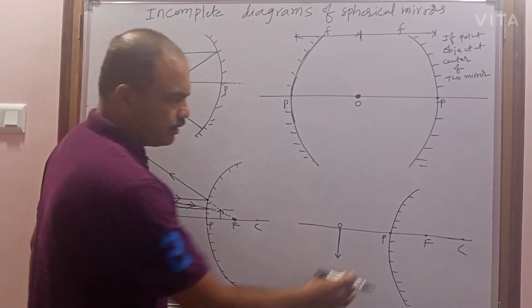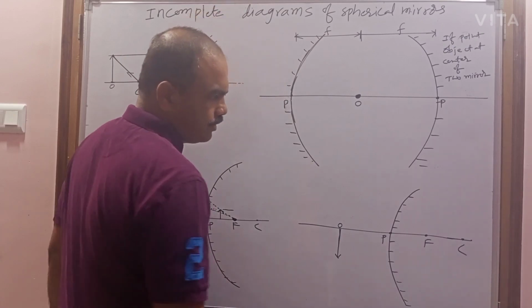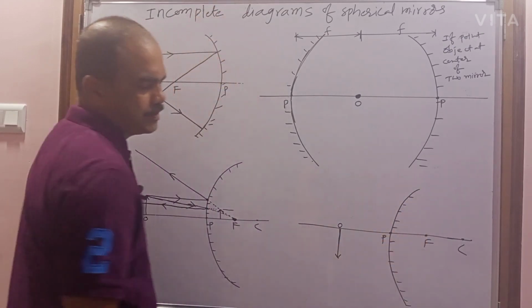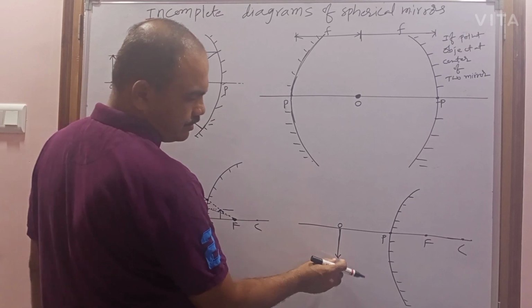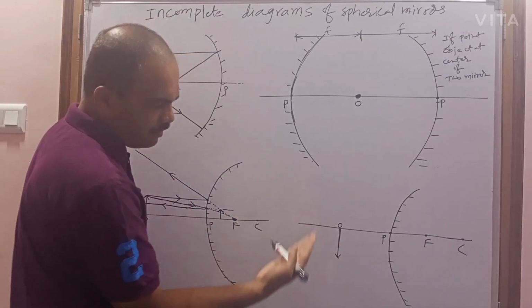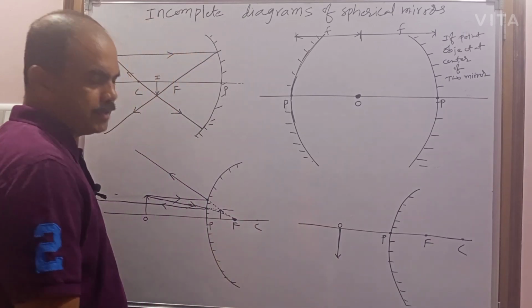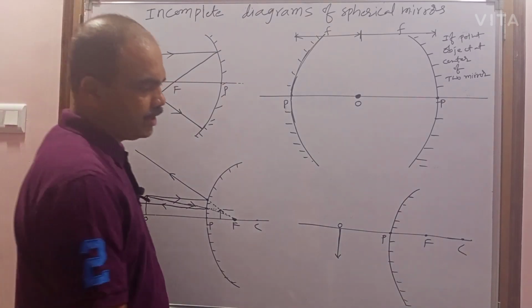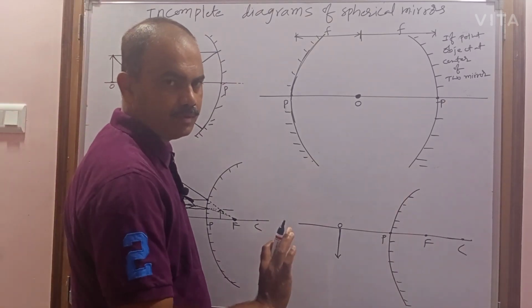And now come to this diagram. It is a convex mirror, and here this is the object, but this time the object is given below the principal axis. How to complete this diagram? By following the same rules.